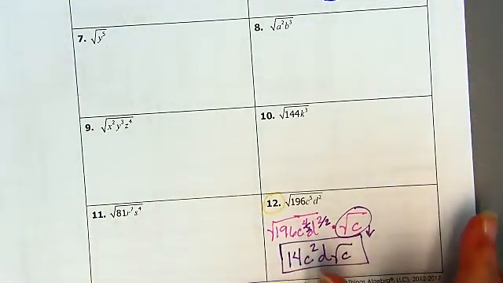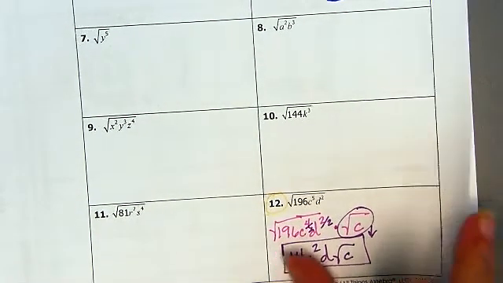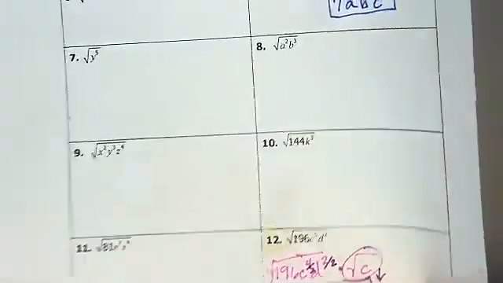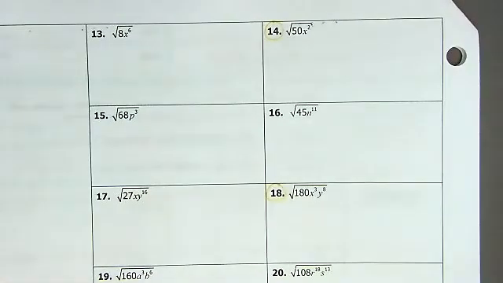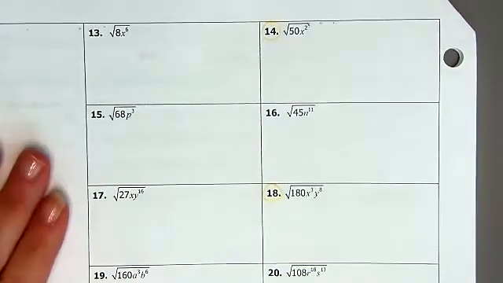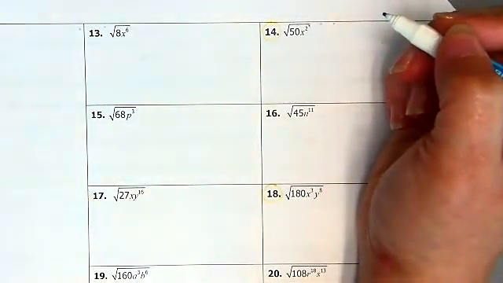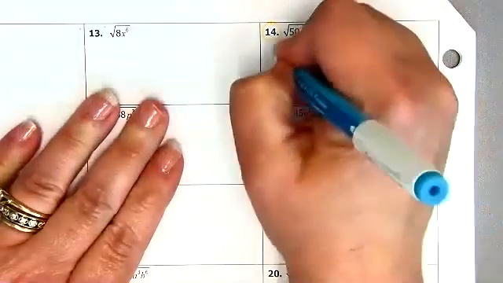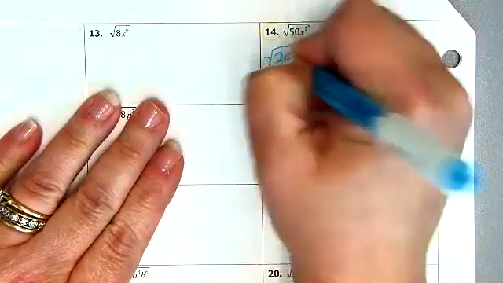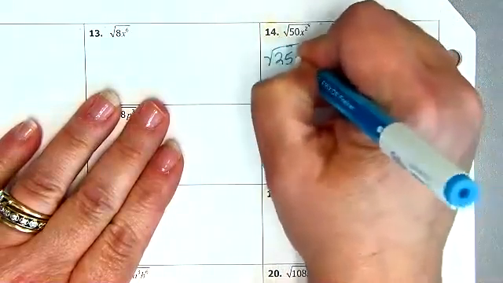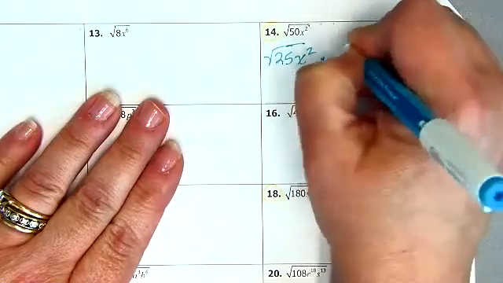Okay, so let's look at this, because this is where we're going to be pulling in the variables, but also having not perfect squares. So we've got 14, 18, and 22 that we're going to do. For 14, I'm going to break this out to where one of them is a perfect square situation and the other one is not. So this can break out into the square root of 25x squared times the square root of 2.